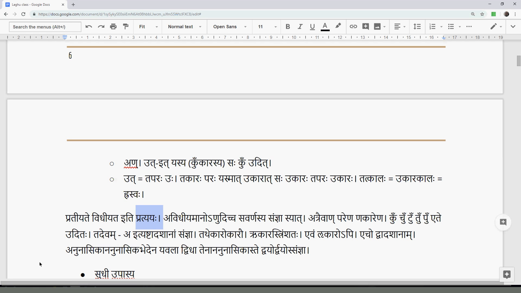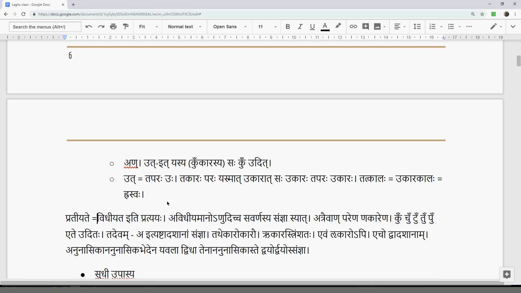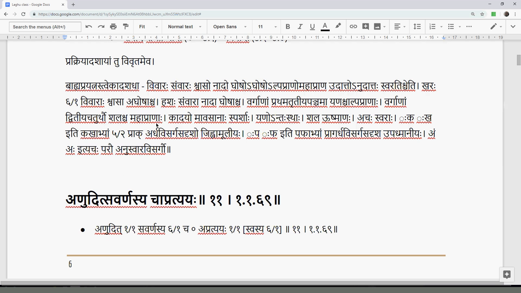Which is ordained. Meaning, what is pratiyate? Pratiyate is equal to vidhiyate, that which is ordained. Karmani vyutpatti, vidhiyate is the meaning of pratiyate. Pratiyate iti pratyaya. What is ordained in the sutras is a pratyaya, that is the understanding. However, here vidhiyate has a vast meaning. Whatever is ordained is a pratyaya. And what is apratyaya? In the sutra, it is not a pratyaya.